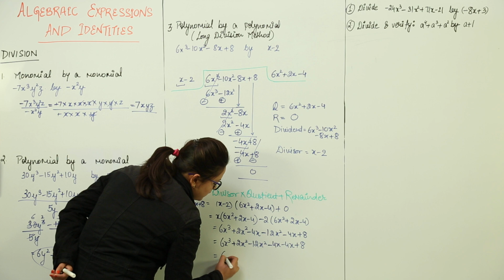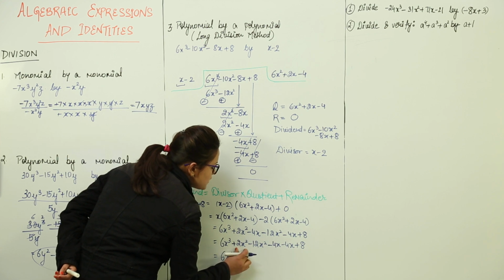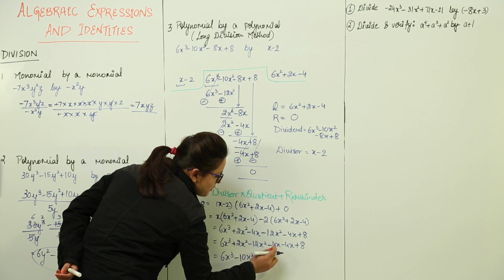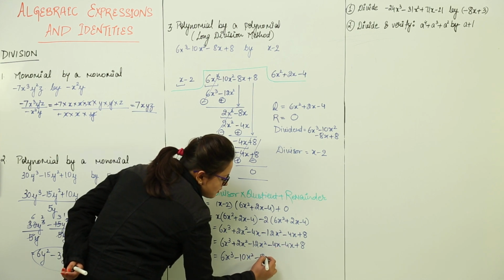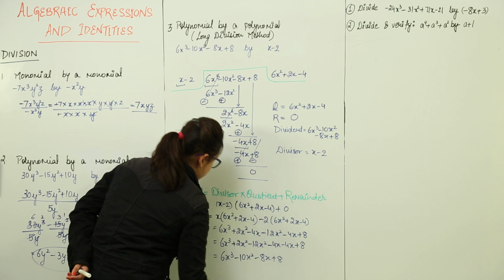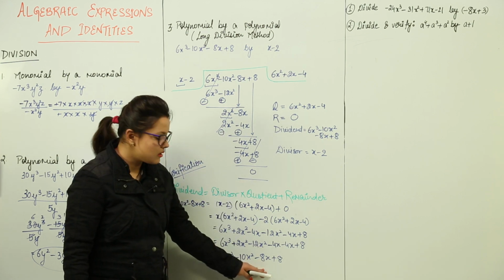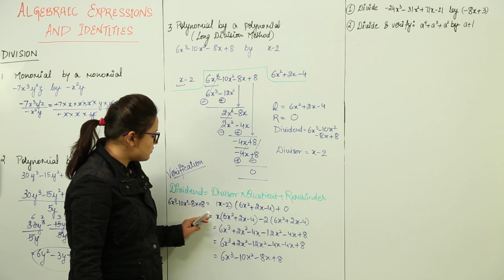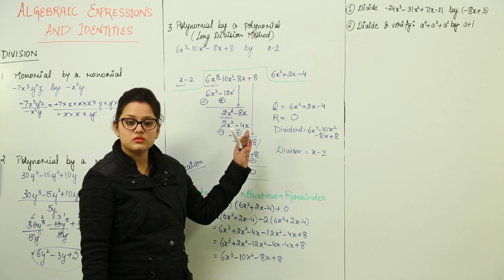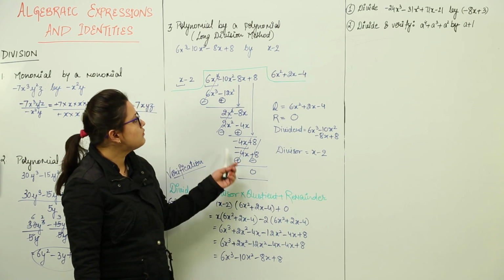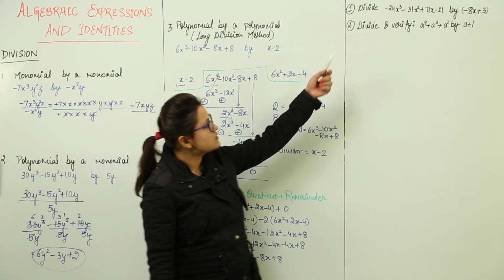Now we will be solving it further. 2x square minus 12x square becomes minus 10x square, minus 4x and minus 4x is minus 8x, plus 8. So we can check that the right hand side of the question is coming equal to the left hand side of the question. That means our solution that we have done is actually correct. Similarly, we can do the division questions this way.